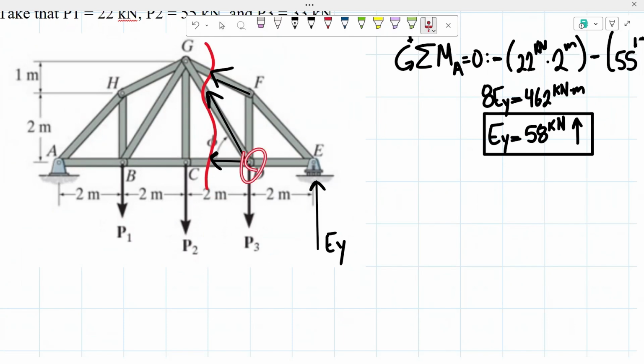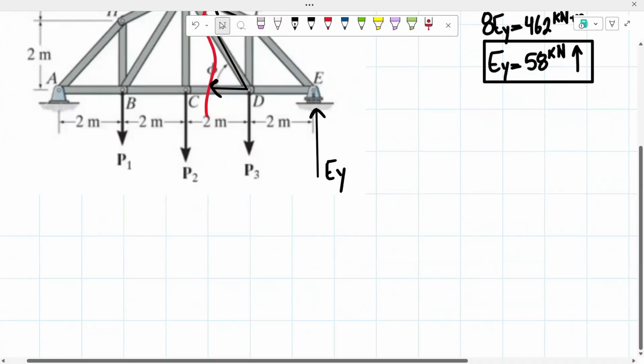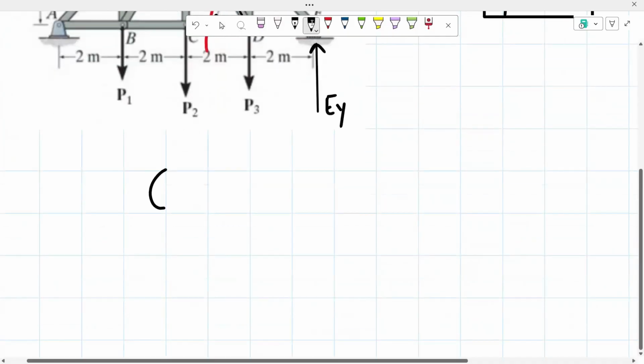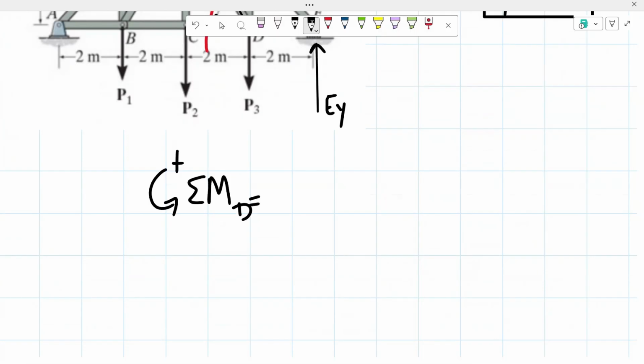Right here. That way the force CD and the force GD will not be creating a moment, and then the force of the member GF will be creating a moment, so we'll be able to determine the value.